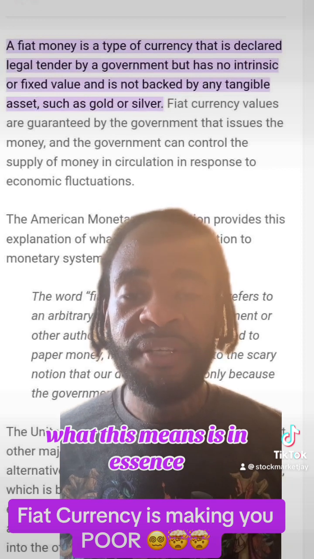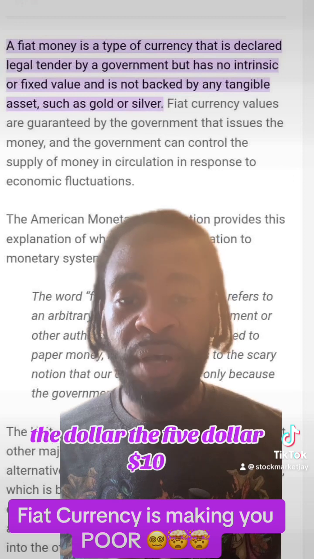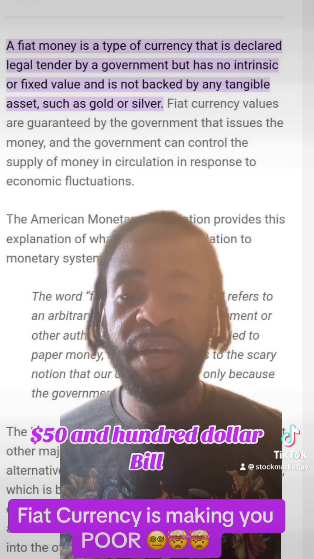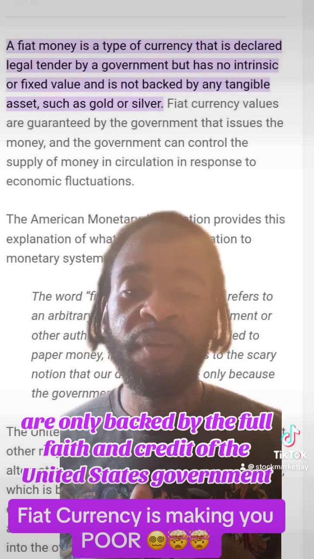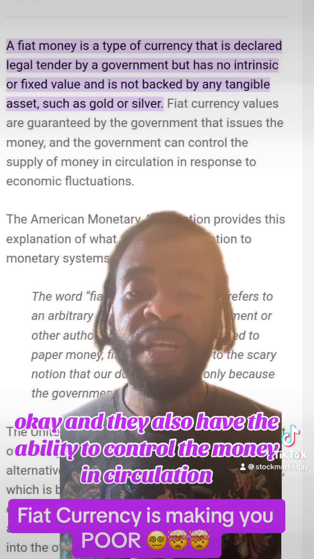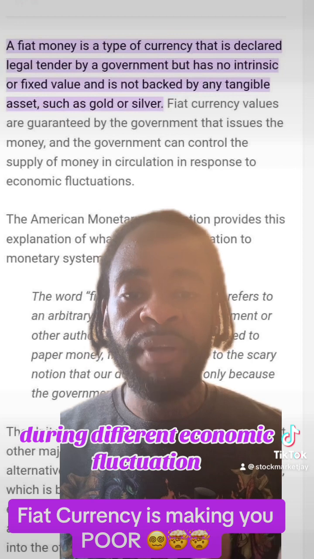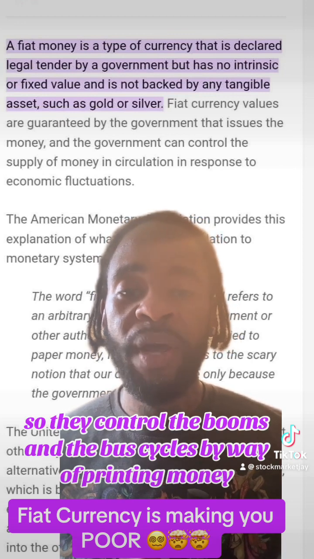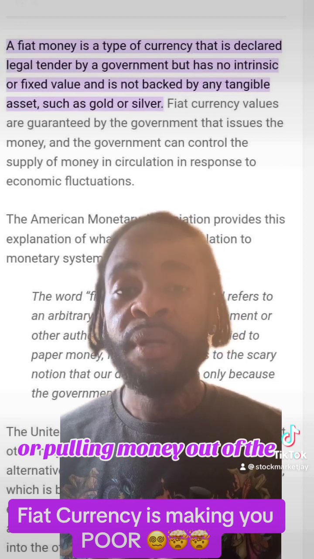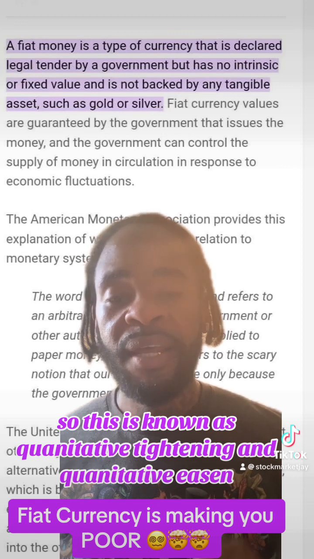What this means is, in essence, the money that we use today, the dollar, the $5, $10, $50, and $100 bill, are only backed by the full faith and credit of the United States government. Okay, and they also have the ability to control the money in circulation during different economic fluctuations. So they control the boom and bust cycles by way of printing money or pulling money out of the economy. So this is known as quantitative tightening and quantitative easing.